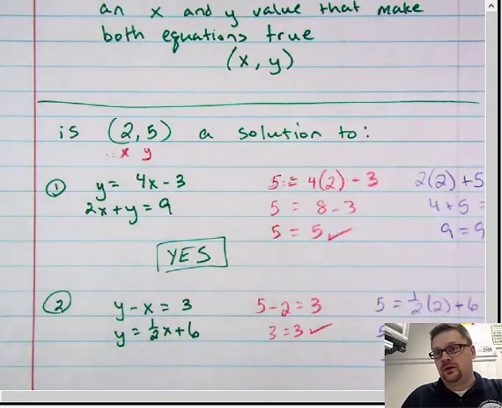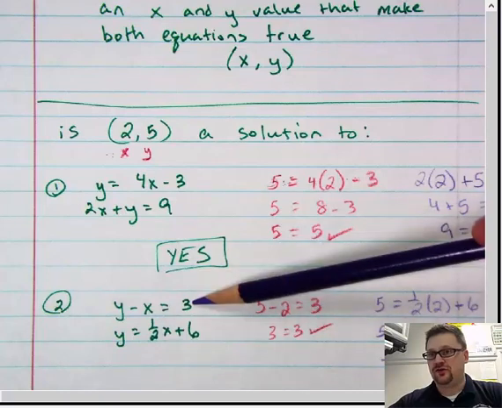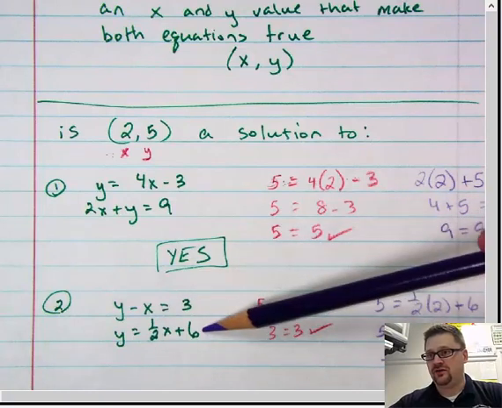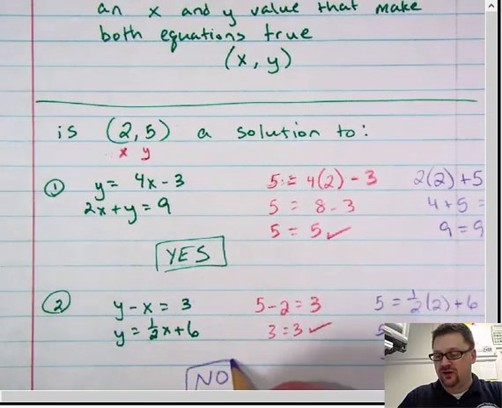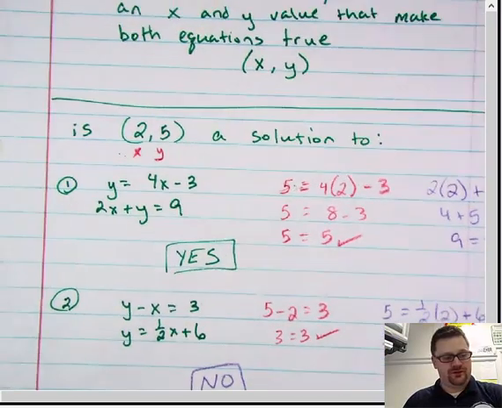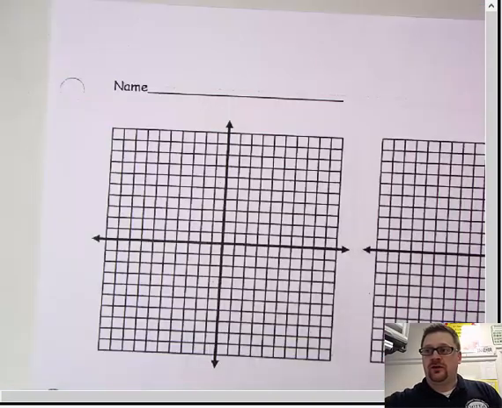No. Okay, so what that means, the point 2, 5 is a solution to this first equation, but not the second, which means that it is not a solution to the entire system. Okay? Well, that's what it looks like algebraically. What does it look like graphically? If I asked you to graph these two things, what does that solution look like? That's what we're going to find out now.